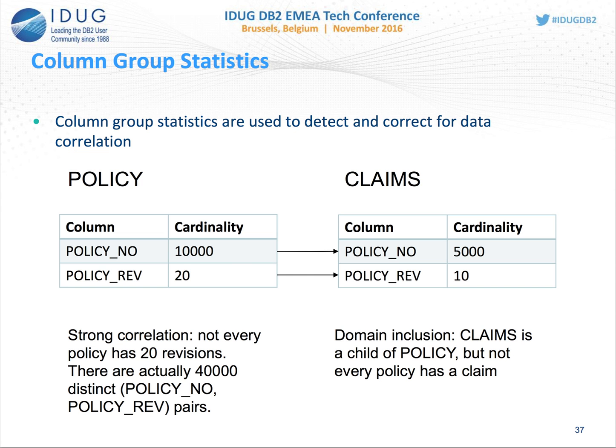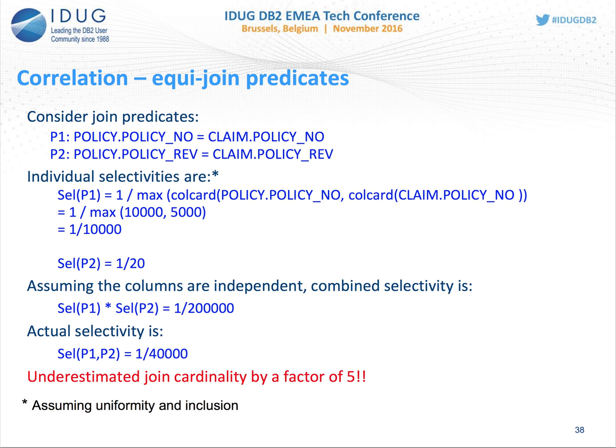That type of information is important for the optimizer to know. The next page will show you how it's used. A very common situation with correlation in columns is when the optimizer is trying to estimate the filtering. In this particular example, it's the filtering of a join between the policy table and the claim table. You're going to join on the policy number and on the policy revision. Without knowing the number of distinct values in that set of columns, the optimizer is just going to treat them independently.